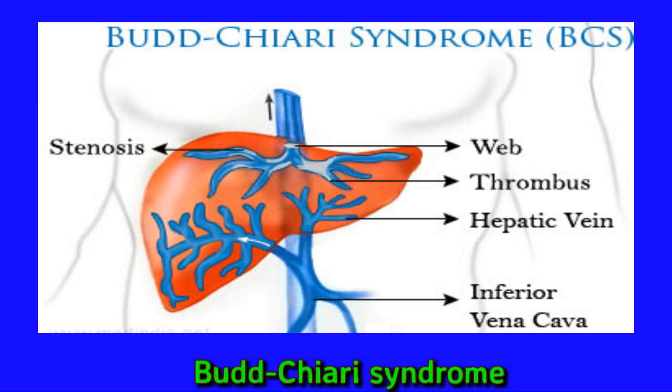Blood backs up in the liver, causing it to enlarge. In some cases, the spleen may also enlarge. The buildup of blood causes an increase in blood pressure in the portal vein. This is the vein responsible for carrying blood to the liver from the intestines. This increase in pressure is known as portal hypertension. Portal hypertension causes fluid to build up in the abdomen.